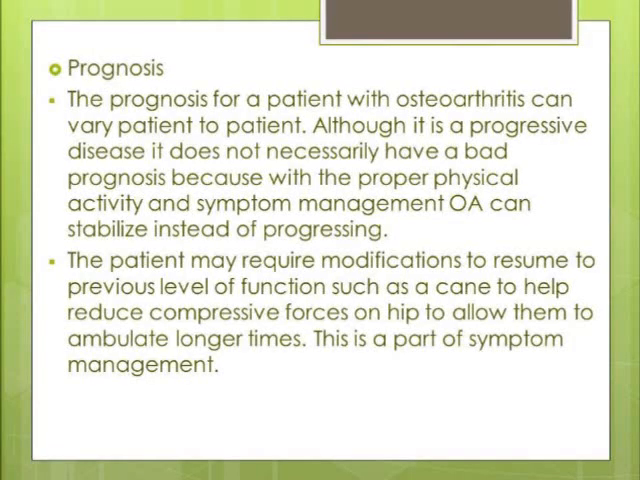The prognosis for a patient with osteoarthritis can vary patient to patient. Although it is a progressive disease, it does not necessarily have a bad prognosis, because with proper physical activity and symptom management, OA can stabilize instead of progressing. The patient may require modifications to resume previous level of function, such as a cane to help reduce compressive forces on the hip to allow them to ambulate longer times. This is a part of symptom management.